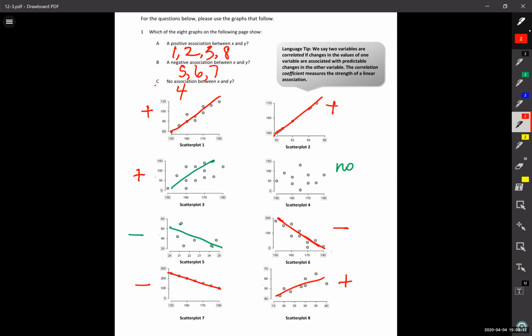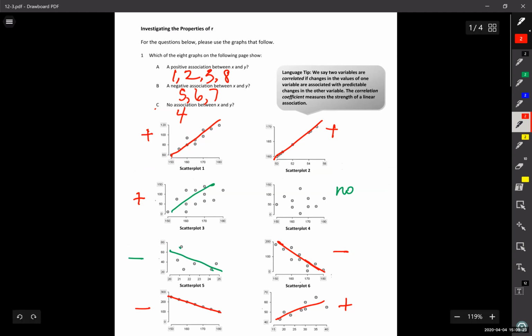But the positives and the negatives are a review from the last section, and it was just a good place to start. And so now looking at this little thought bubble up here, this language tip, we say 2 variables are correlated if changes in the values of one variable are associated with predictable changes in the other variable. The correlation coefficient, that's what we're going to be talking about today.